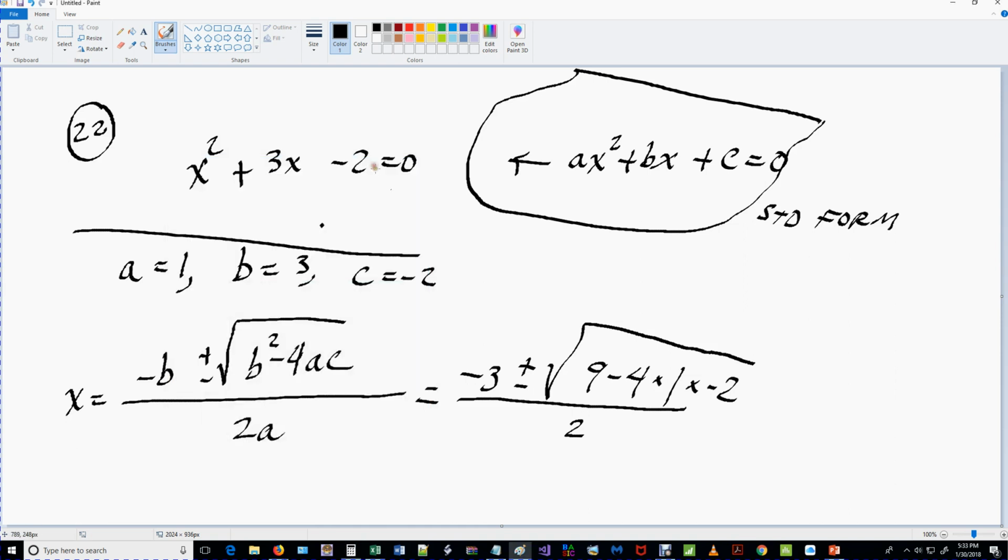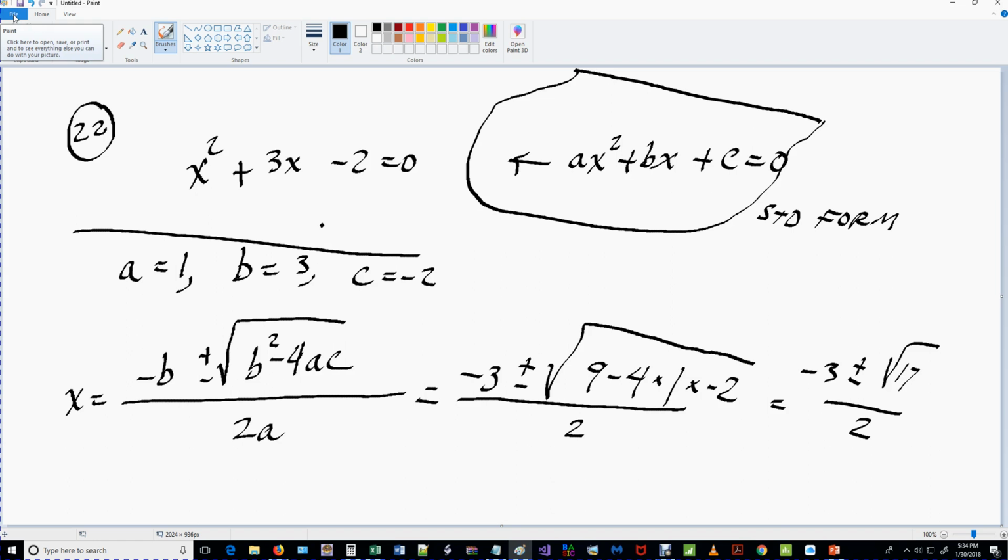So this gives you minus 3 plus or minus, and then inside you have 17. So let's go to 17 divided by 2. And you can write this as two answers, right? Because one with a plus and another with a minus, but you can leave it like that, and that's a good answer. Alright, that's 22. Let's go. We're gonna do two more.